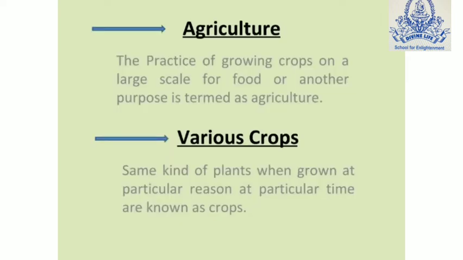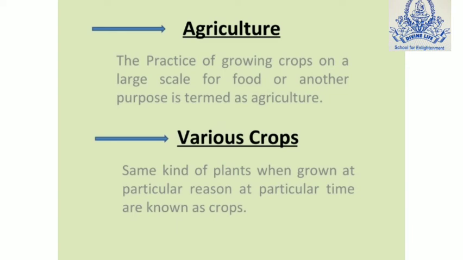Now children, agriculture means the practice of growing crops on a large scale for food or another purpose. When the same kind of plants are grown in a particular region at a particular time, they are known as crops. Crops can be vegetables or cereals or pulses or beverages, etc.